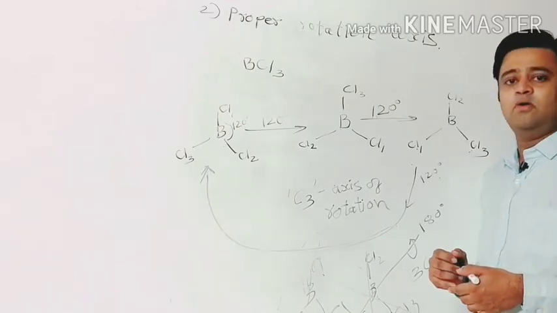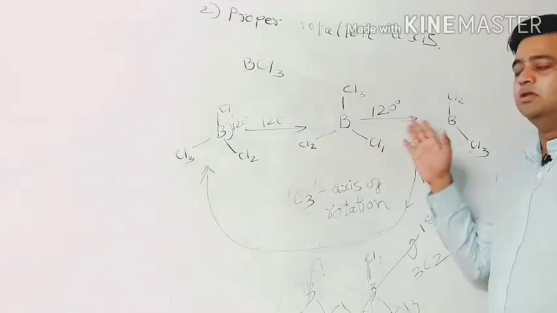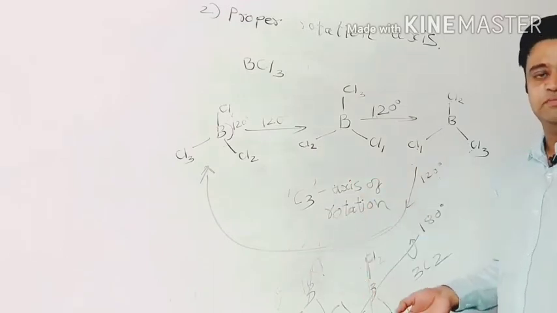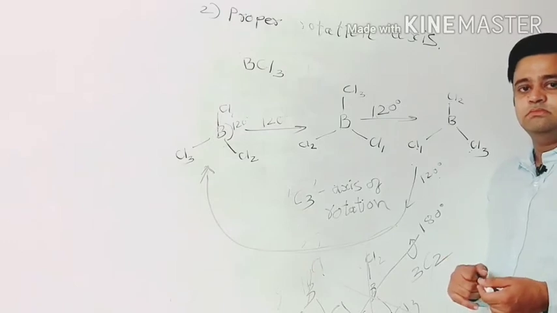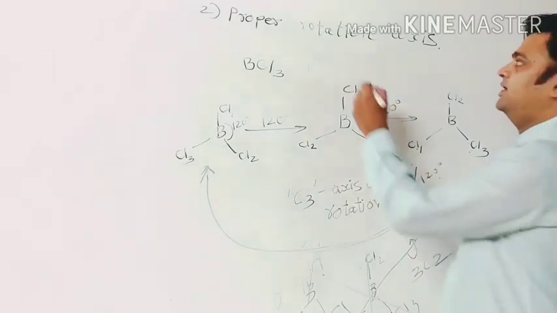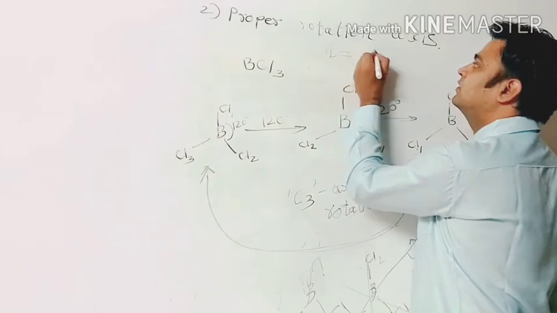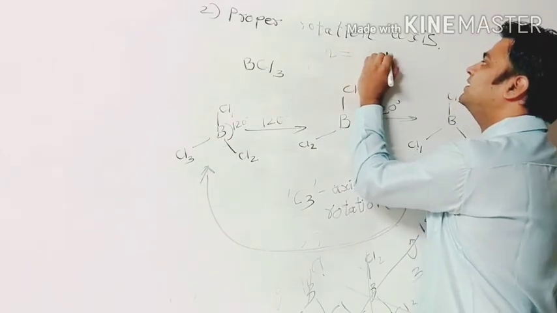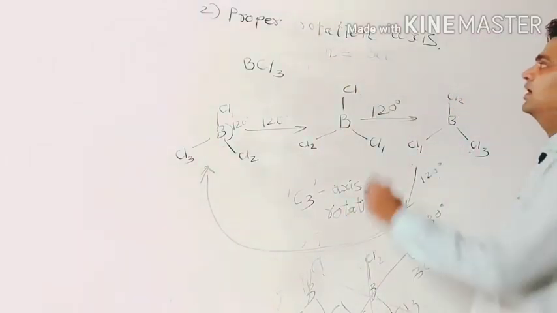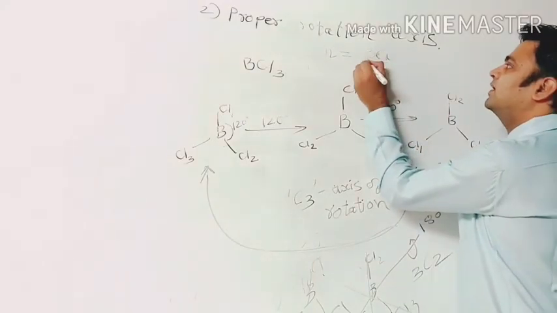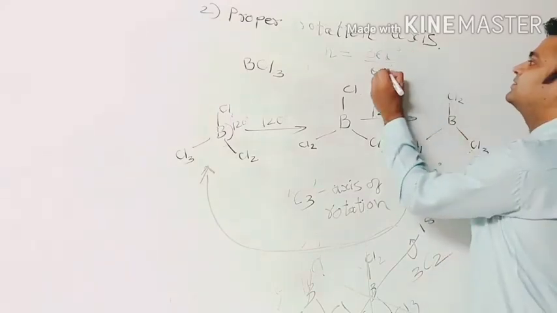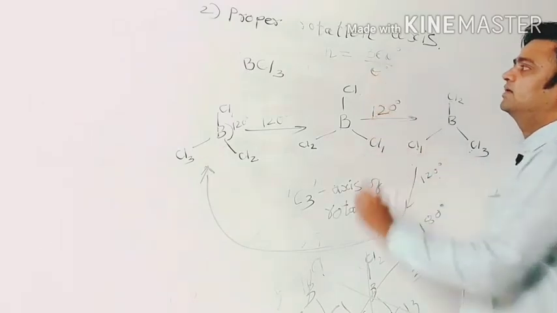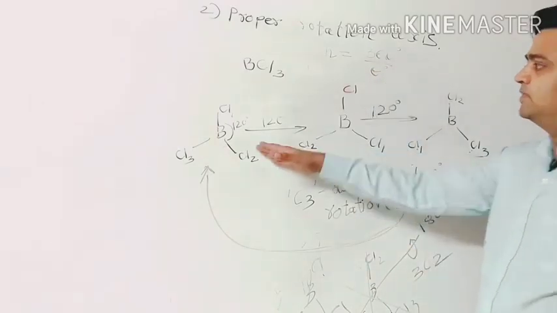We cannot perform rotations all the time and write the configurations. Then we have one formula. What? n equals 360 degree by theta, where theta is the angle of rotation. Let's apply this formula to BCl3.